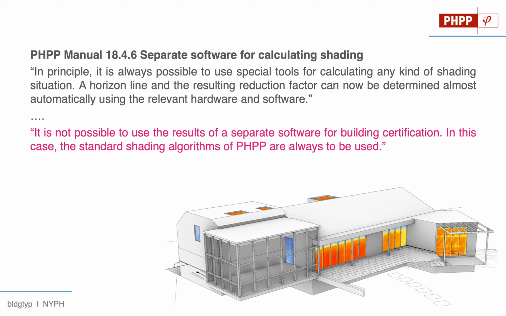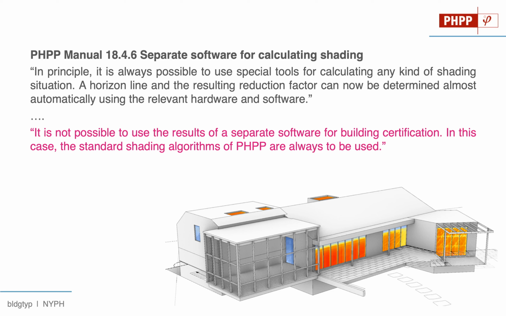calculate these shading factors. However, the very last clause in the PHPP manual states very clearly that it's not possible to use the results of a separate software to calculate shading factors for building certification. In this case, the standard shading algorithms of the PHPP are always to be used. Now, I don't like that at all. And I think that we should not accept that.